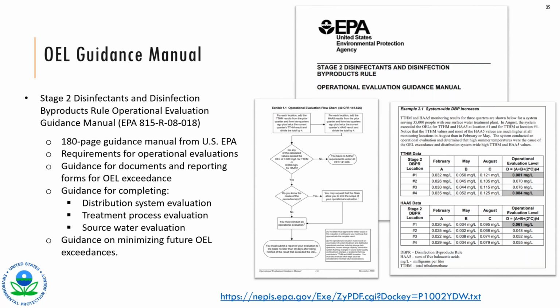It also includes OEL exceedance and reporting forms, and a bunch of flow charts to help you understand the steps required for water systems to conduct an evaluation. And it also includes examples of OEL reports to give water systems an idea of what's required in the report, what to look out for. And it includes an extensive review of options that water systems can implement to reduce DBP formation and maintain compliance. So the options that I talked about previously are all mentioned in this guidance manual. It provides potential advantages and disadvantages, and it'll help water systems understand what options are available to them.